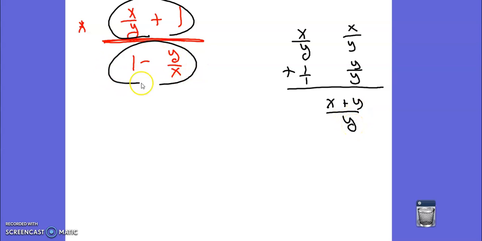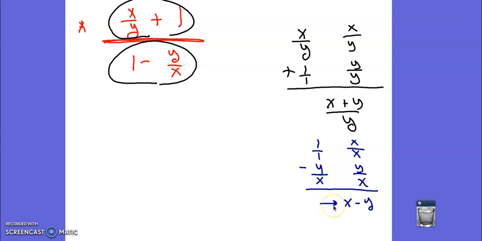Then look at this. Let's do this in blue. So 1 minus y over x. Your common denominator is x. So this is going to be x minus y over x. All right, so you have your two fractions.